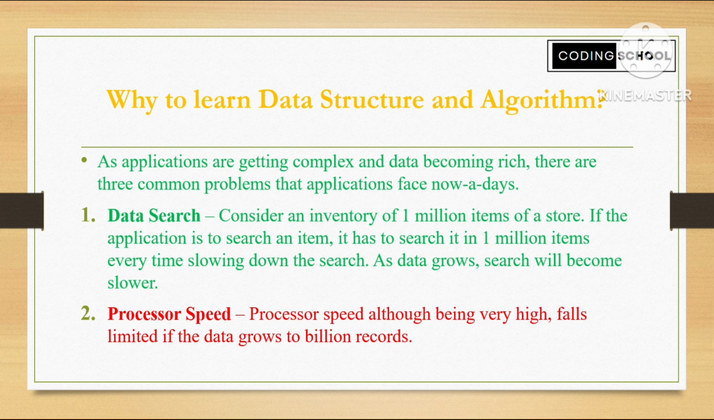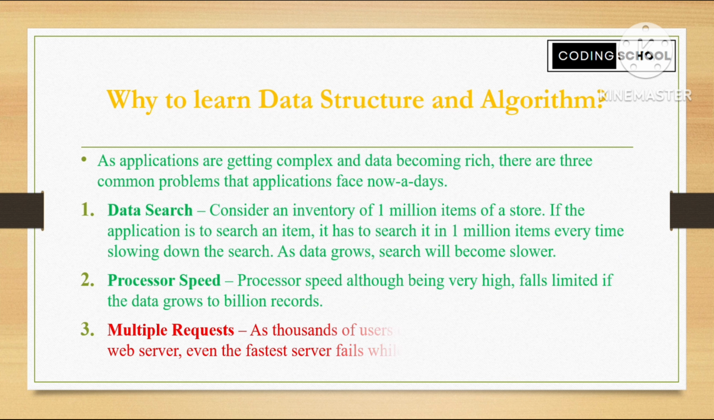Second problem is processor speed. Nowadays, processor speed is very high, but also it falls limited if data grows to billion records. Third problem is multiple requests. As thousands of users can search data simultaneously on a web server, even the fastest server fails while searching the data.